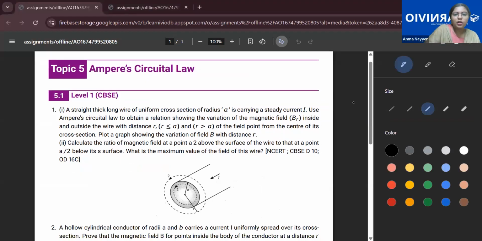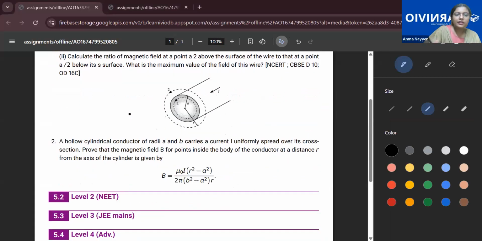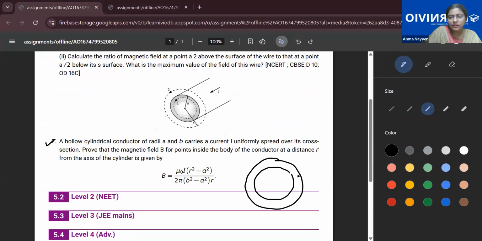The first question we have already done in the class. And the second question here, a hollow cylindrical conductor, is very much similar to the first one. What will be the difference here? The outer part is like this, and there is a hollow inner part as well. And two radii are present. One radius is B and the shorter radius is A.